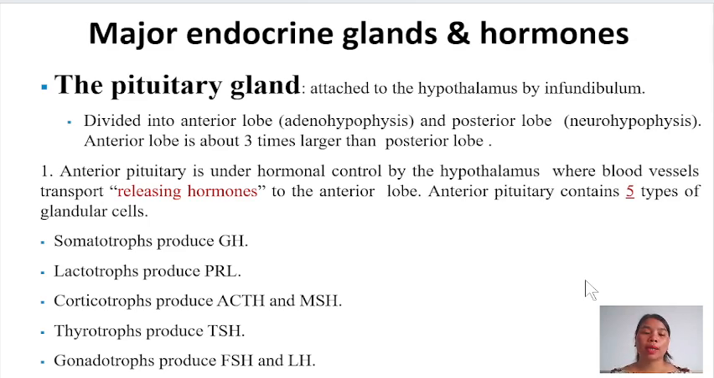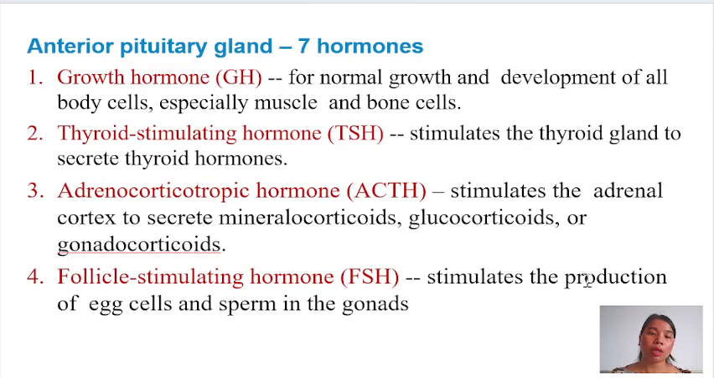We will see, one is somatotropes which produce the growth hormone, then lactotropes which produce prolactin, corticotropes which produce ACTH and MSH, that is melanocyte stimulating hormone, then thyrotropes which produce the thyroid stimulating hormone, and gonadotropes which produce the follicle stimulating hormone and the luteinizing hormone. So the anterior pituitary gland consists of 7 hormones.